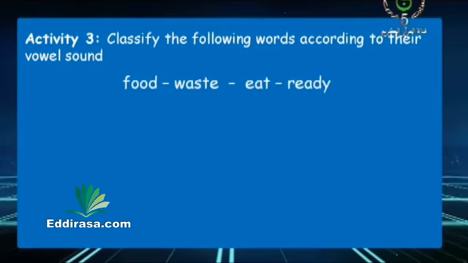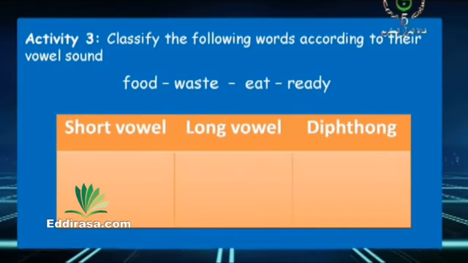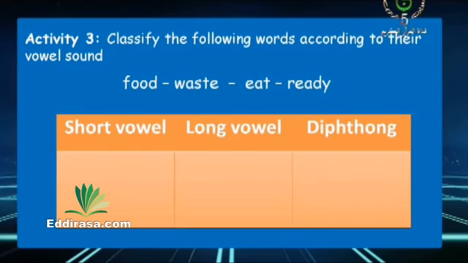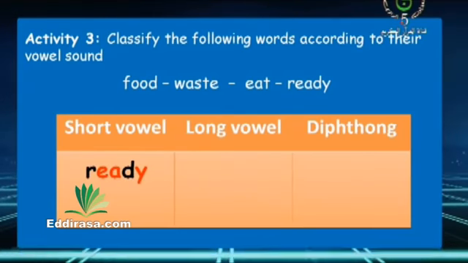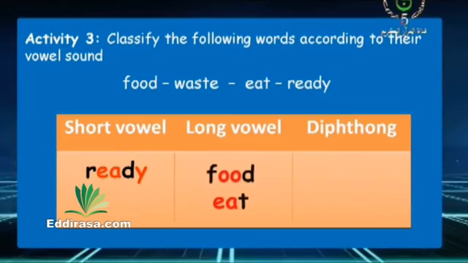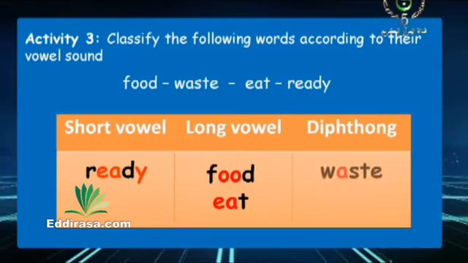Okay, so in this activity, number 3, you have to classify the following words according to their vowel sound. And the words are 1, food, 2, waste, 3, eat, and finally, ready. So for a short vowel, you have ready. Yes, correct. For long vowel, you have 2 words, food and eat. And finally, for the diphthong, you have waste.